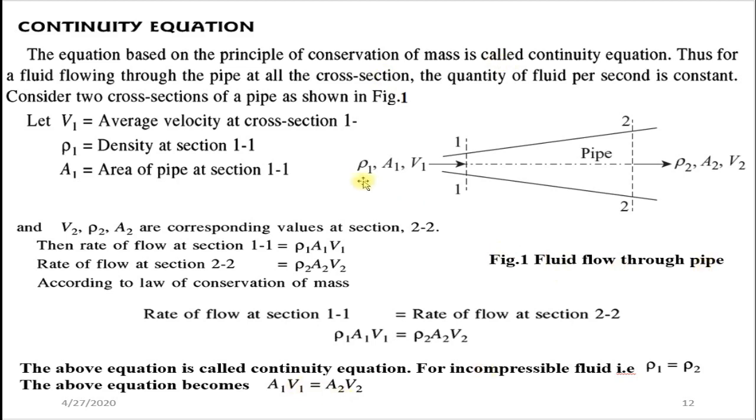For that we need the mass flow rate equation, that is ρAV entering at section 1,1, that is ρ1 A1 V1. At section 2,2 it is the exit mass flow rate, ρ2 A2 into V2. Just equate these two, because according to the conservation of mass principle, whatever the mass flow rate entering section 1,1, the same mass is leaving at section 2,2. So if you equate, you will get A1 V1 equal to A2 V2.